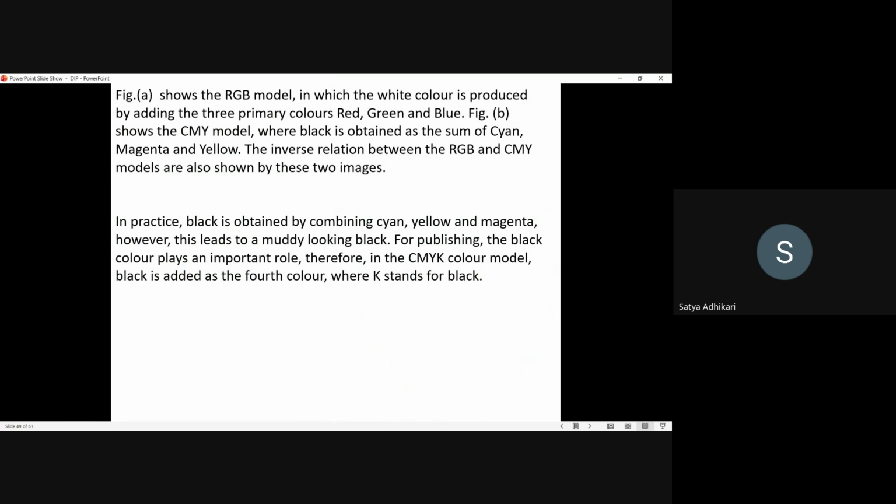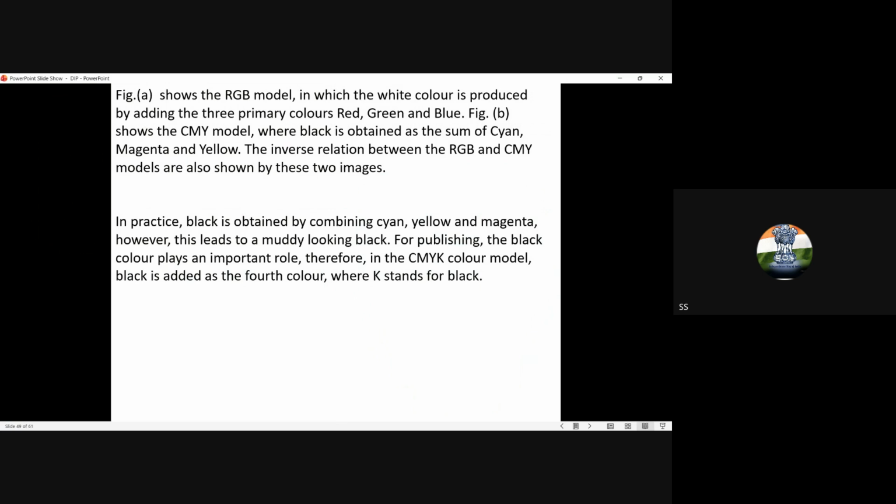So the RGB model, in which white color is produced by adding the 3 primary colors, red, green, and blue. But in CMY model, the black is obtained by the sum of cyan, magenta, and yellow. So the inverse relation between the RGB and the CMY model is also shown by these two images. In practice, black is obtained by combining cyan, yellow, and magenta. However, this leads to the muddy looking black. For publishing, the black color plays an important role. Therefore, the CMYK color model. Black is added as the fourth color, where K stands for black.